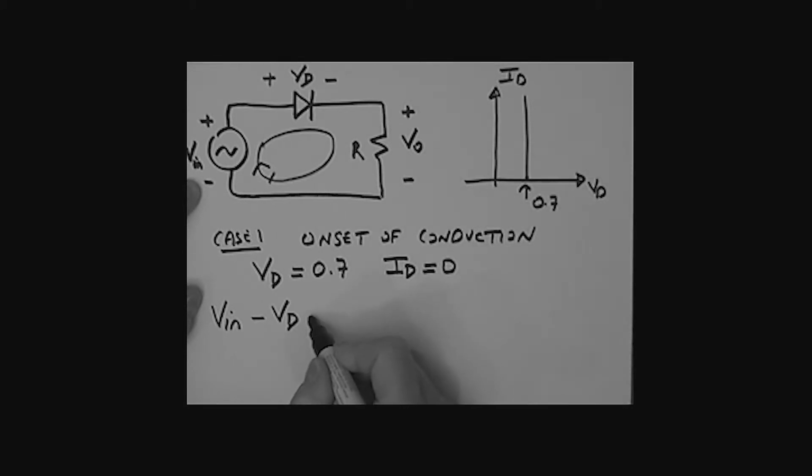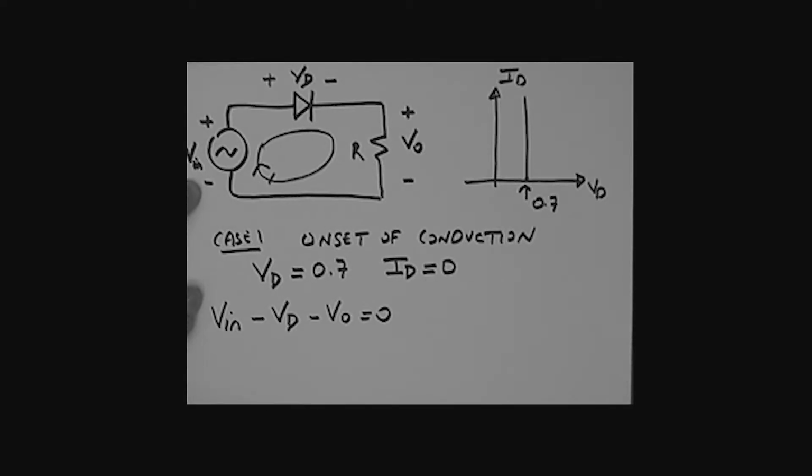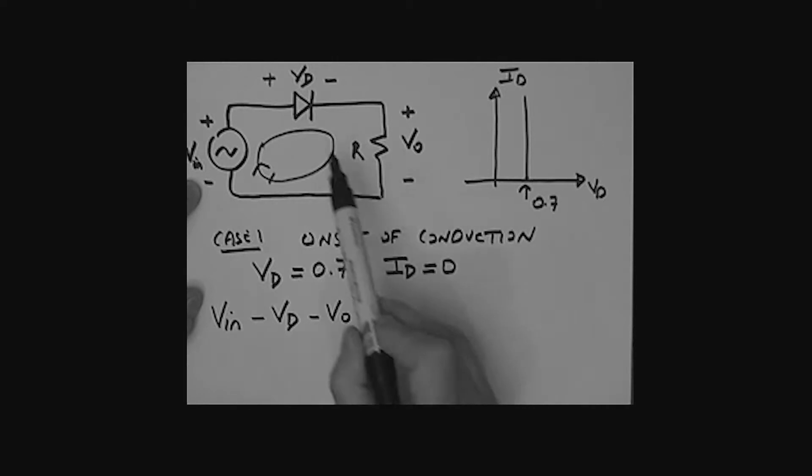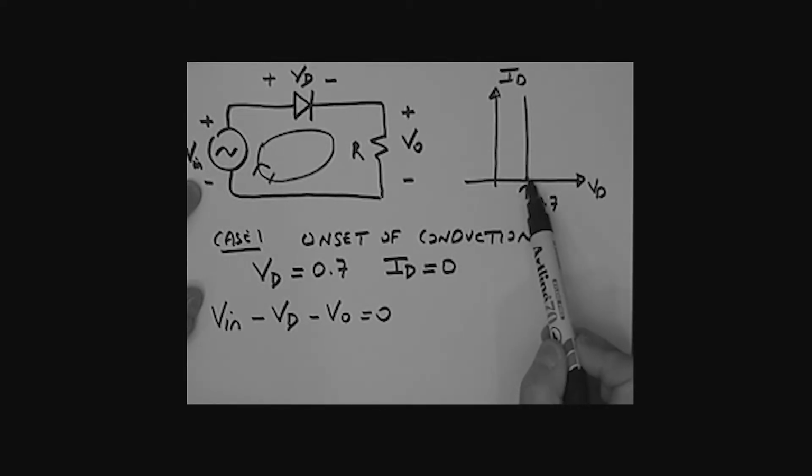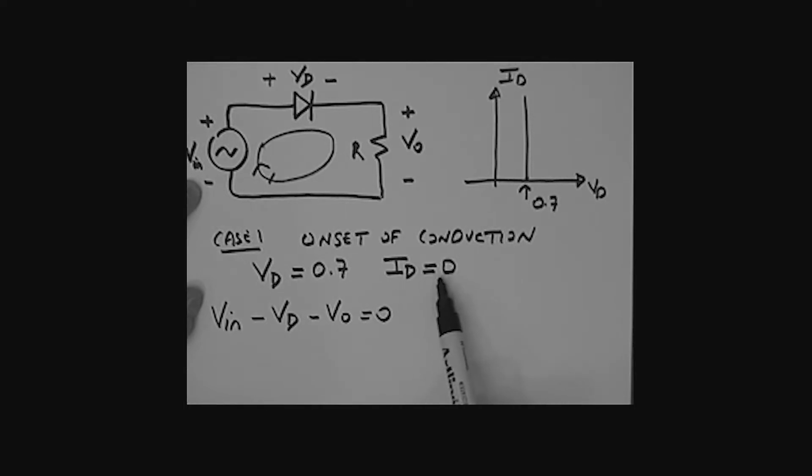That's dropping, so that must be a minus VO, all equals 0. Okay, now let's consider some things here. For this particular case, which is the onset of conduction, the voltage across this diode is 0.7, but the current through it, we're right at this point here, is equal to 0.